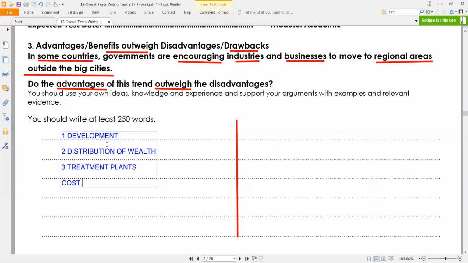So when you're writing down your ideas, you don't need to write the whole sentences. If you understand what you're writing, that's perfect. That's enough. Cost would go down. Yeah, what else? Population density. Yeah, population density will go down too in the cities. That's true.